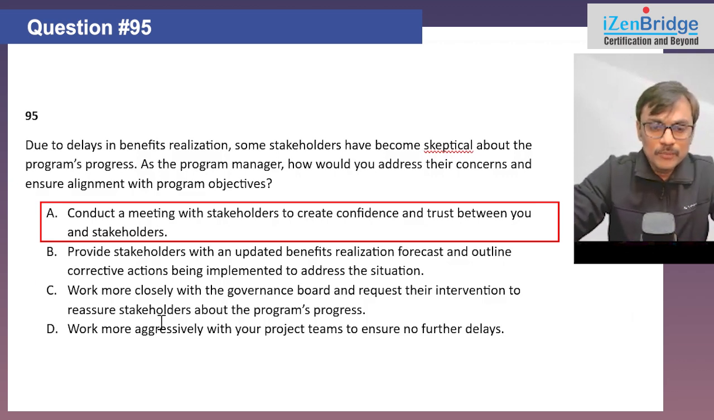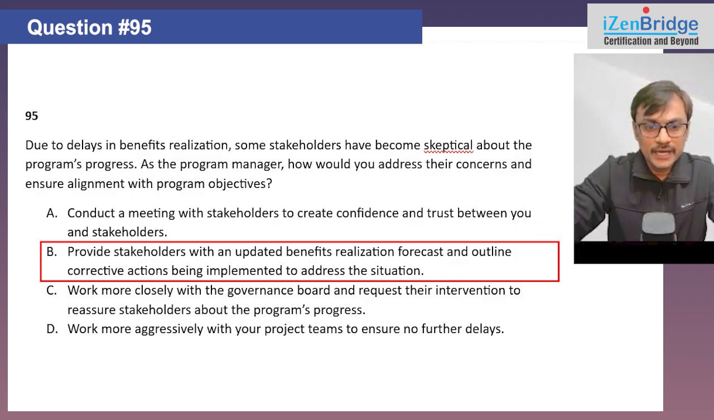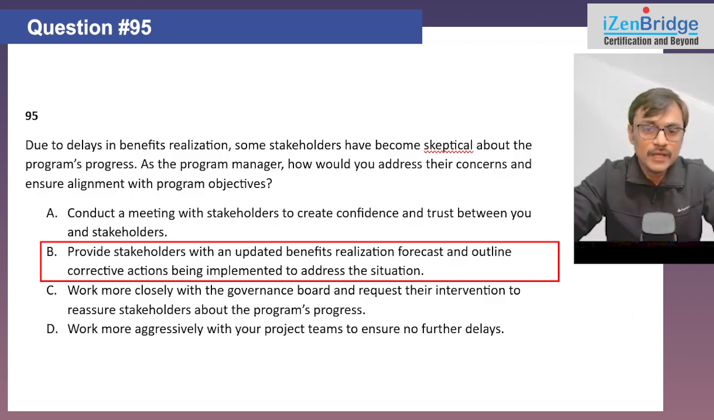Let's see option B. Provide stakeholders with the updated benefit realization forecast and outline corrective actions being implemented to address the situation. So this looks good. I need to replan my program activities, my program management plan, my benefits management activity, and based on that, I am representing to my stakeholders. How I am representing is not very clear. If I do it as a part of a meeting, then it's great, but that is not clear. So overall, option B is good because it has concrete actions there.